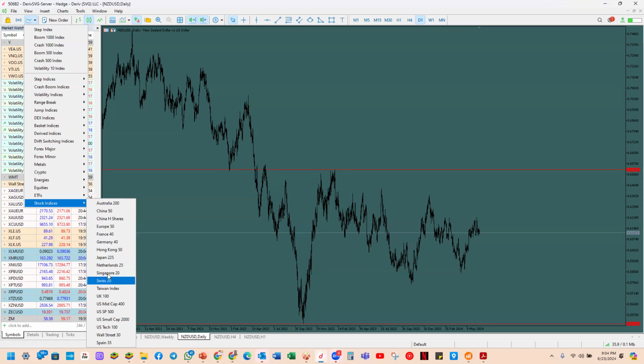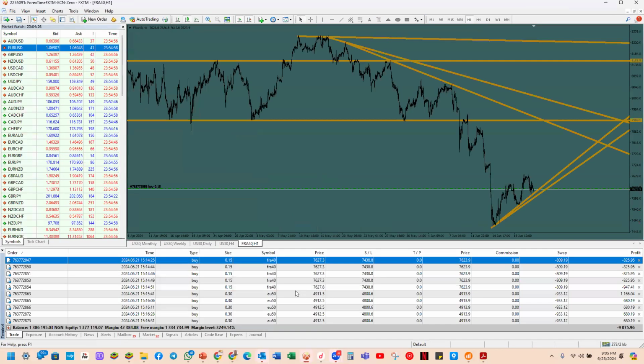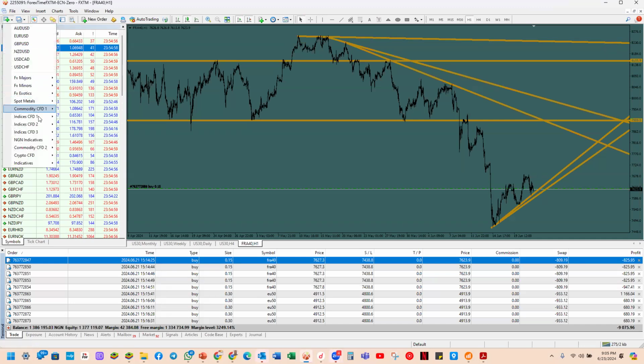Now you can see Switzerland 20, Singapore 20, Netherlands, Japan, all these things. But if you come to FSTM, it is not interpreted. Many people don't know what FRA 40 means. Many people don't know what EU 50 means. EU 50 is a combination of the entire European stock, the entire France stock. But it's not being broken down. If you come to FSTM here, it's not being broken down.